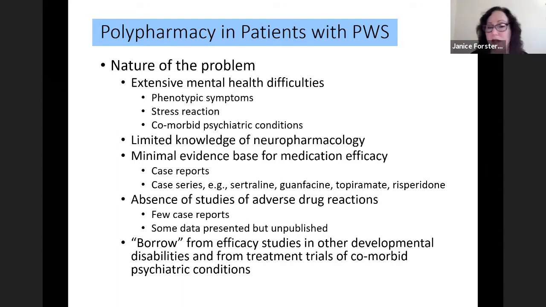We have limited knowledge of the neuropharmacology of PWS, and we have minimal evidence base for selection of medications. There's an absence of studies looking at adverse drug reactions, and therefore we borrow from efficacy studies in other developmental disabilities and from treatment trials of comorbid psychiatric conditions that may have nothing to do with metabolism in PWS.